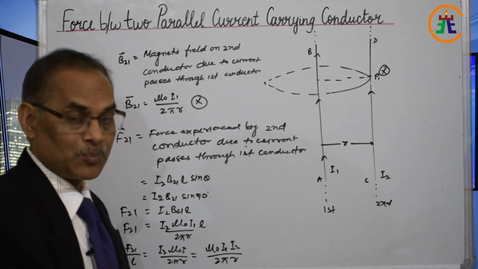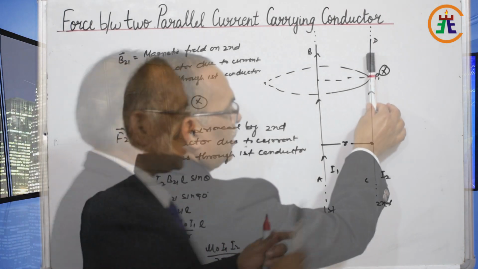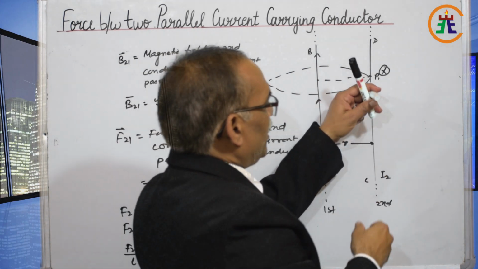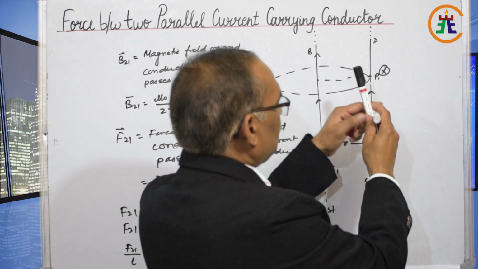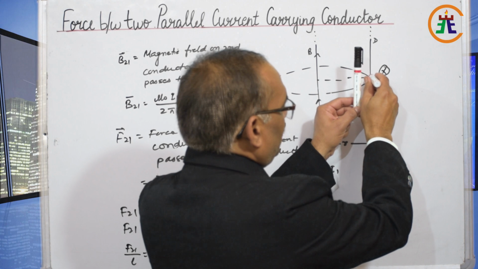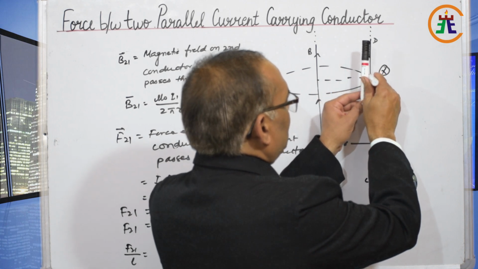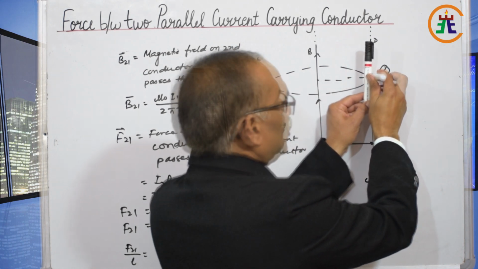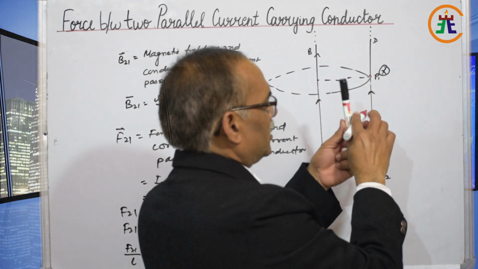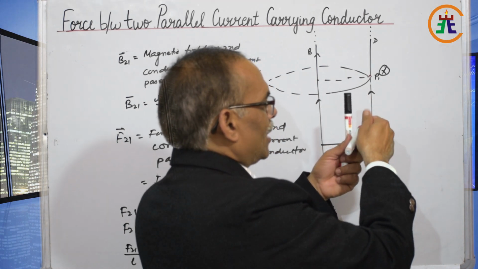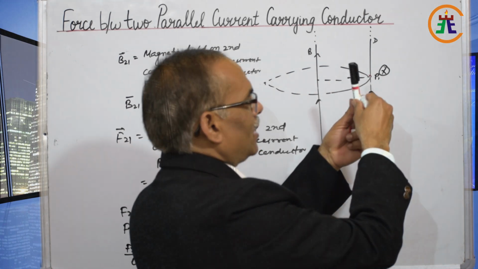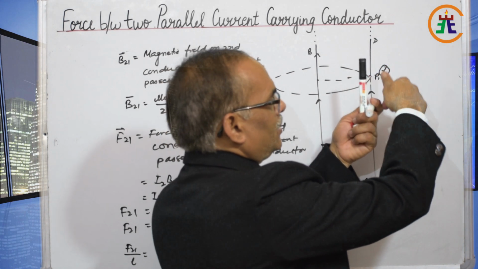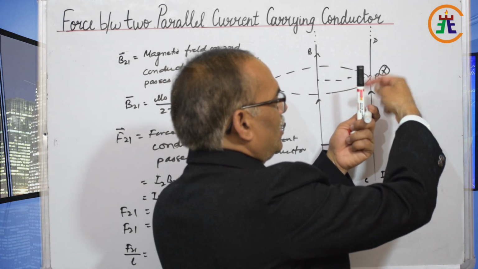And what is the direction of the force? Now, if the current passes in the upward direction and the magnetic field is perpendicular to the paper and inward. Just see that here the magnetic field is perpendicular to the paper, and here is the current. This red color represents the direction of the magnetic field, and I is the current. Putting a screw at this point, we rotate it from I to R, I is going in the upward direction. Rotating from I to R, it is rotating clockwise.